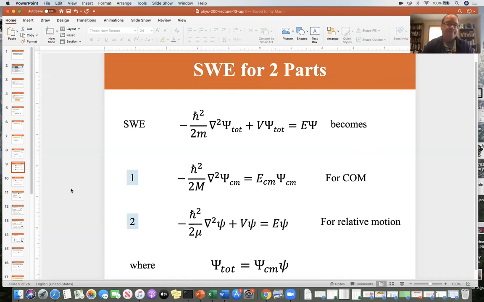Okay. Another thing you'll notice here is that there's no potential for the center of mass motion. That's because our atom doesn't feel any potential. It's just sitting there in regular space. Whereas in our relative motion problem, there is a potential between the electron and the proton.